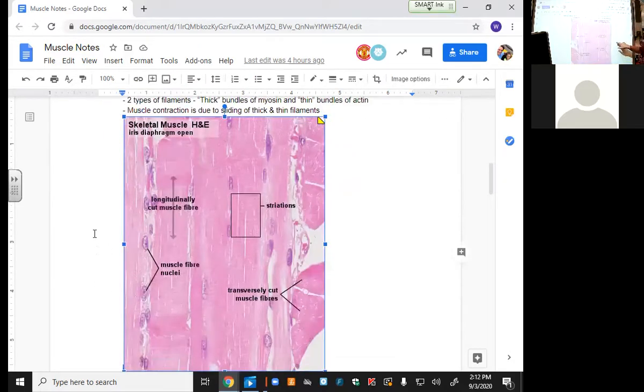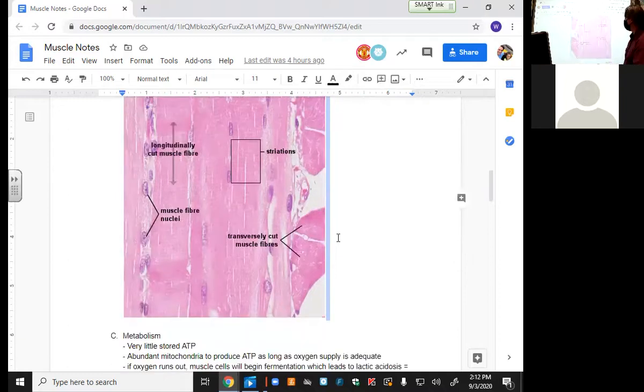Nice pretty picture there. You got the nuclei on the edge, striations, and then you have these guys cut down the middle like a slice of bacon, whereas these guys got cut in half. That's why you see that they look different.